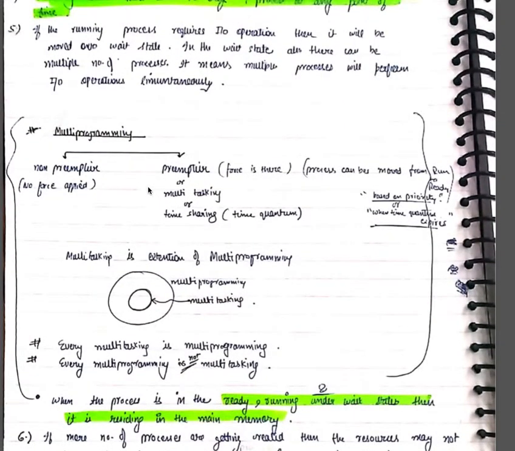But before that, I told you in the previous video that multitasking is an extension of multiprogramming. I repeat, multitasking is an extension of multiprogramming. What does that mean? Suppose the bigger circle is multiprogramming and the smaller circle is multitasking. I can say multitasking is a specific domain of multiprogramming. Why did I tell you so?